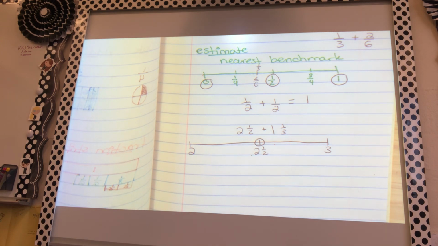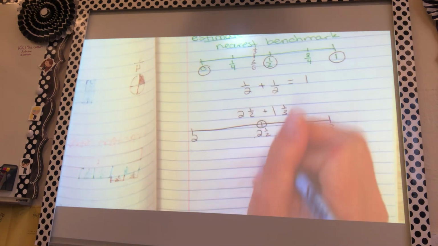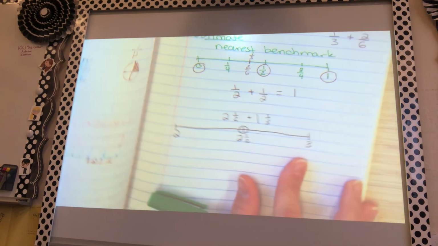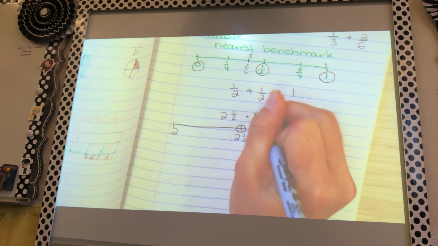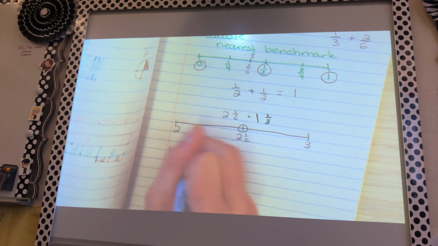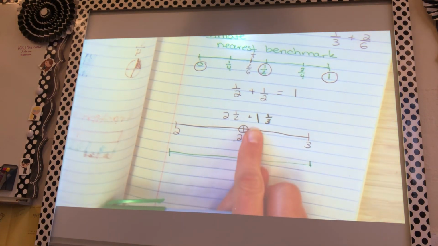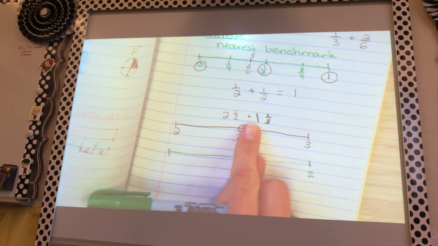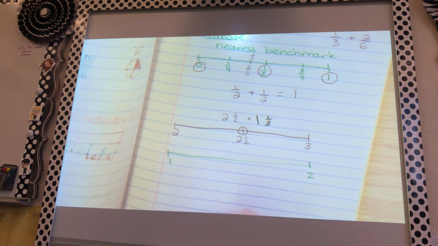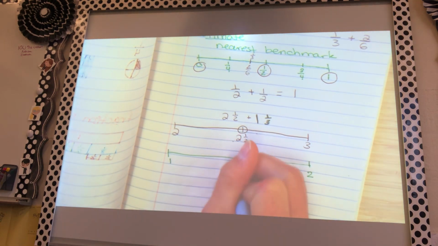And then if I thought about 1 1/3, I would either round up to 2 because it's the next whole number after 1, or round down, or I would stay in the middle at 1.5.